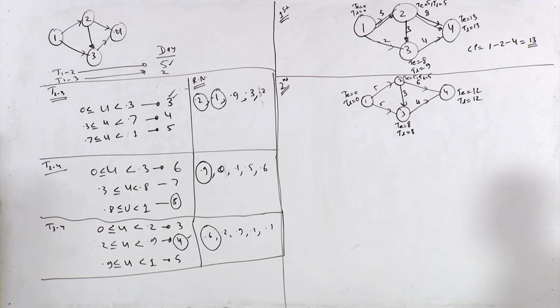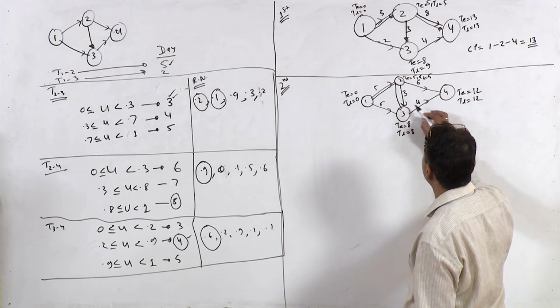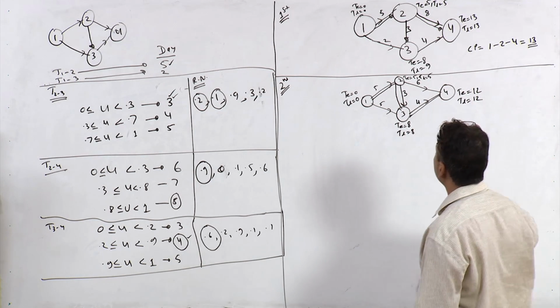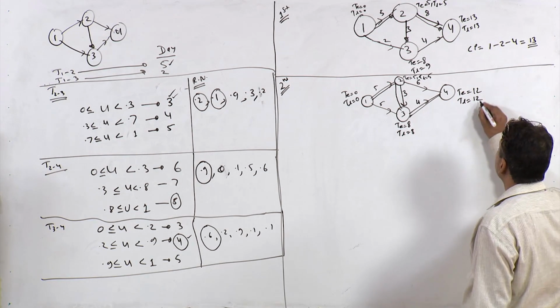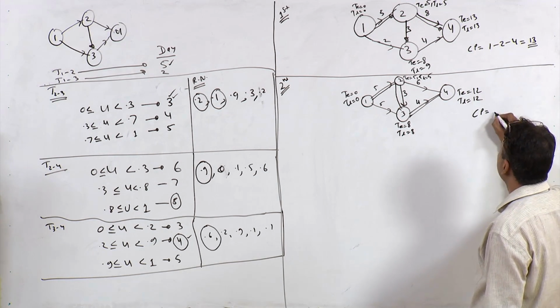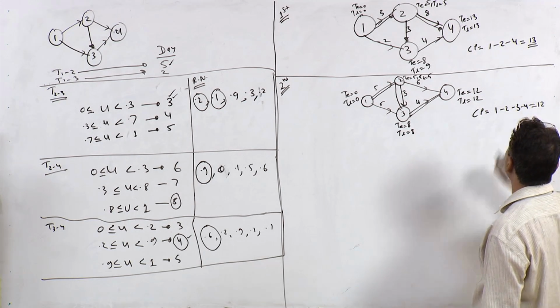So how many critical paths do you have? You got more than one critical path, and the total duration of this network is 12. This is your critical path, and the total duration is 12. So the CP is 1, 2, 3 and 4 with a total duration of 12.